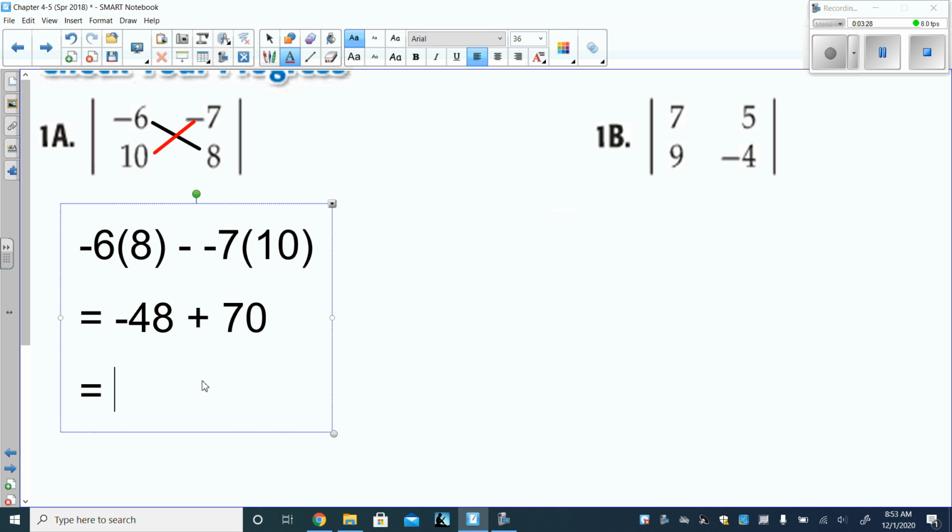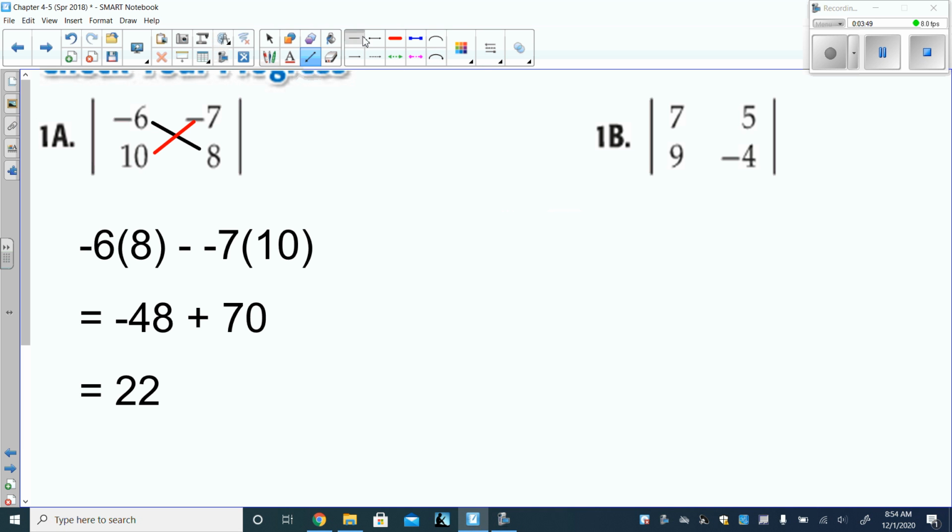And lastly, we would combine these two together. So negative 48 plus 70 would be 22. And that's all we have to do for this one. Now, we could have typed this into the calculator. We can type these into the TI-84 graphing calculator, and it would give us the exact same answer.